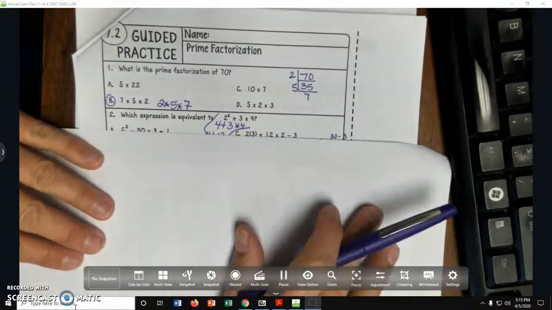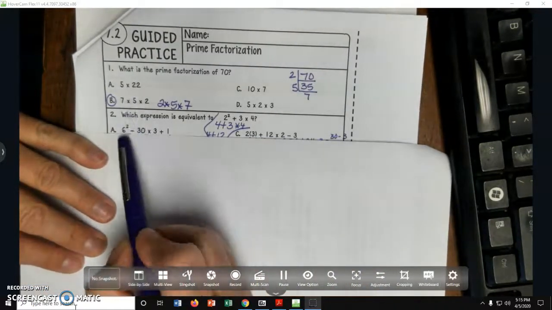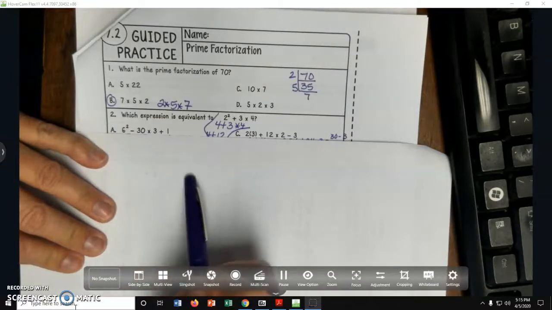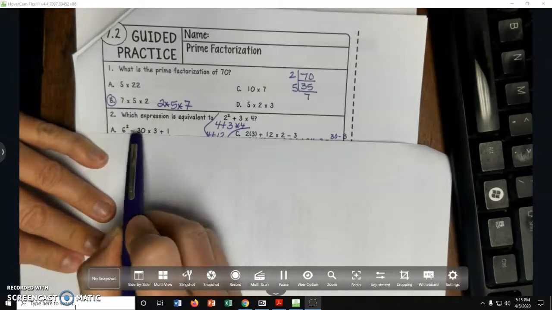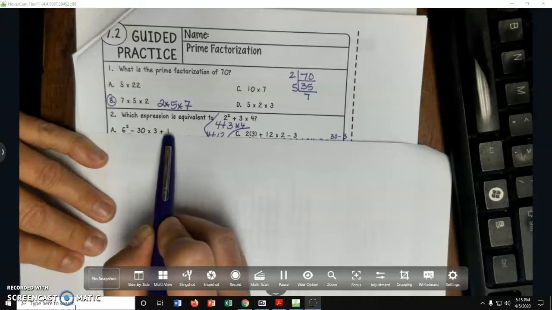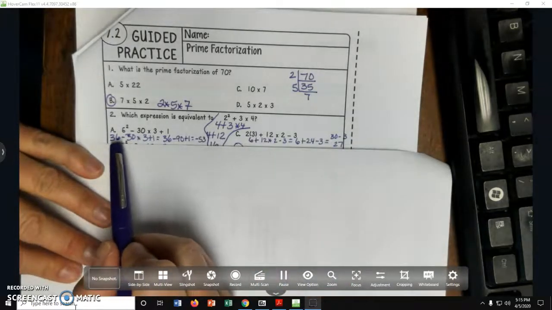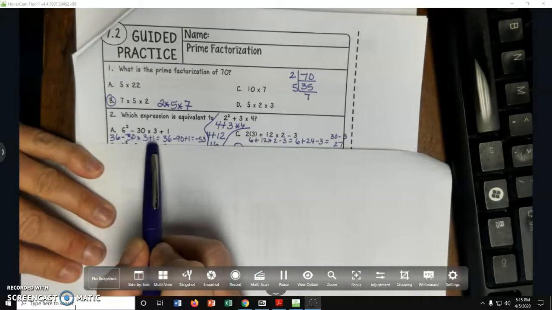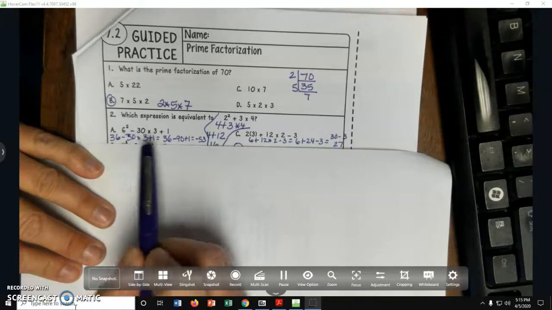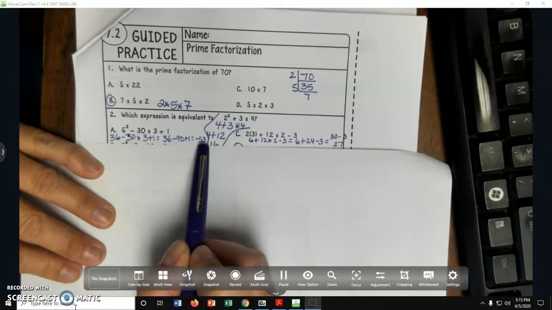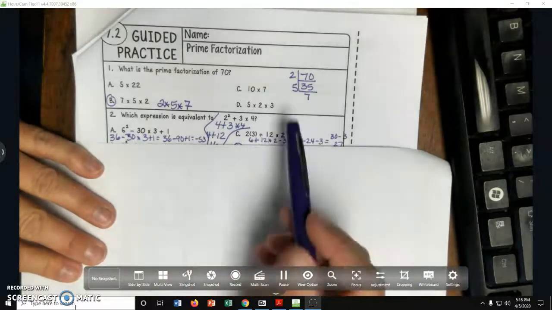Okay, it gets a little messy down here. Solving for A. Well, 6 squared, remember, is 6 times 6, which is 36, minus 30 times 3 plus 1. Well, the next step I'd have to do, it's a little hard to read, I'm sorry. 36 minus 30 times 3 plus 1. Well, the next step would be to multiply. So this is 36 minus 90 plus 1 gives me negative 53. Nope.